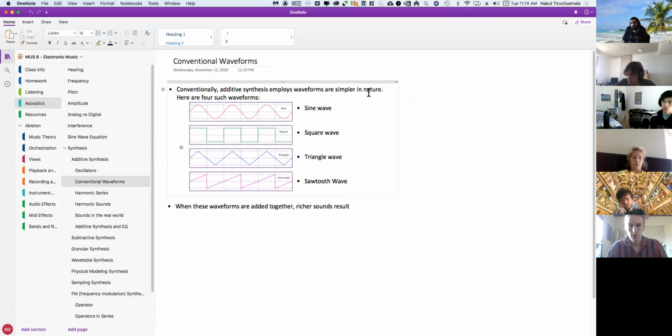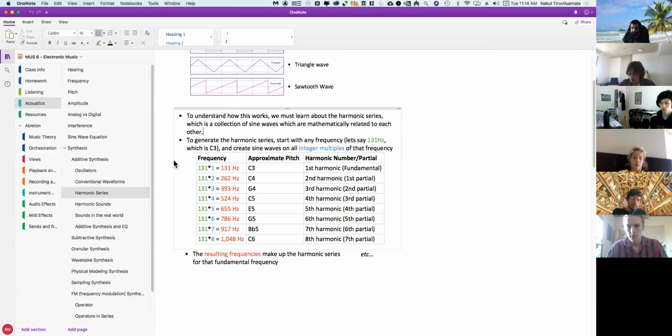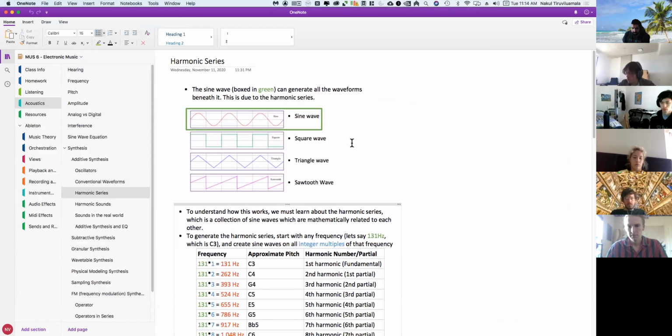The idea, I guess, I want to tell you is that, yes, you can add together these waves and you can result in richer waveforms. But there's something very interesting that is worth talking about, which is the harmonic series. It's this idea that actually this square wave, this triangle wave, and this sawtooth wave can all be generated by sine waves and the harmonic series. So this is a really cool topic. I love talking about the harmonic series.